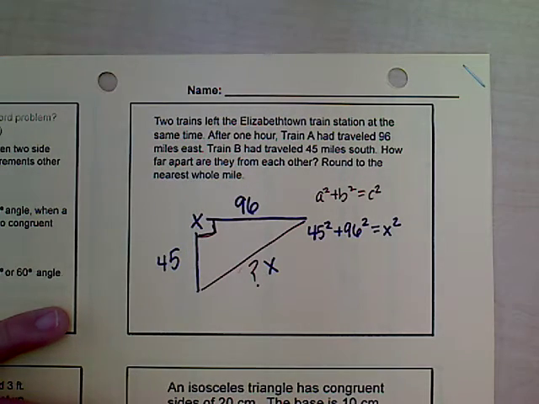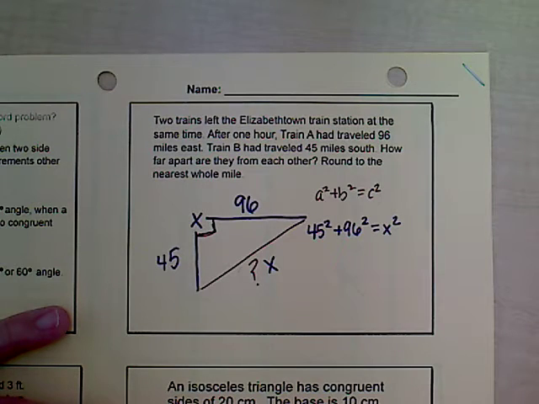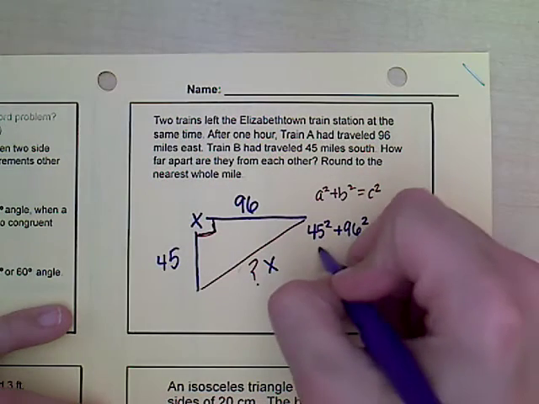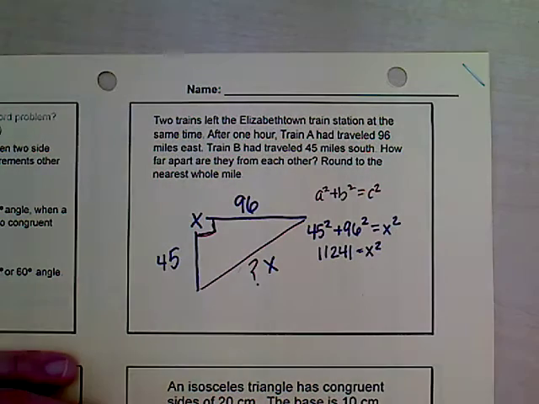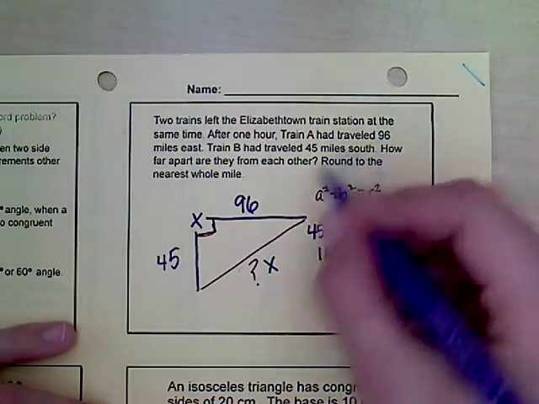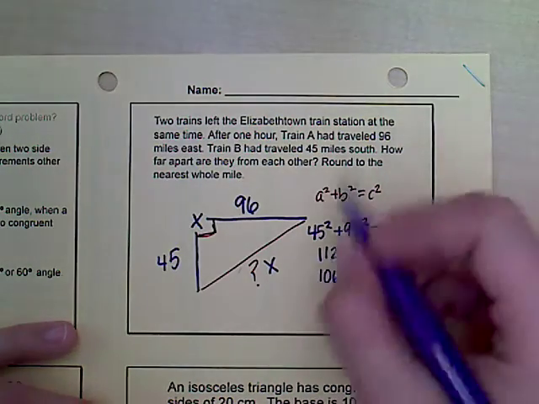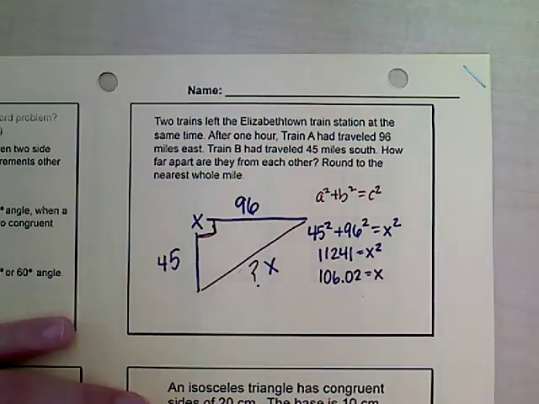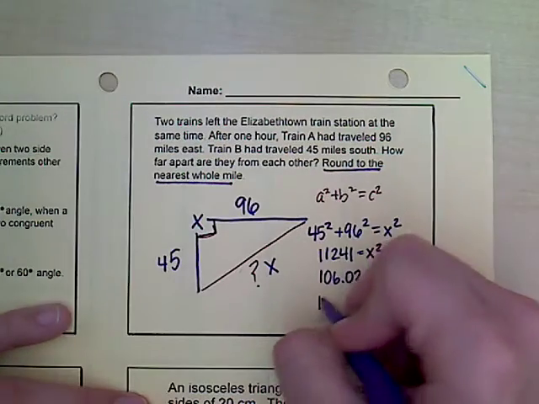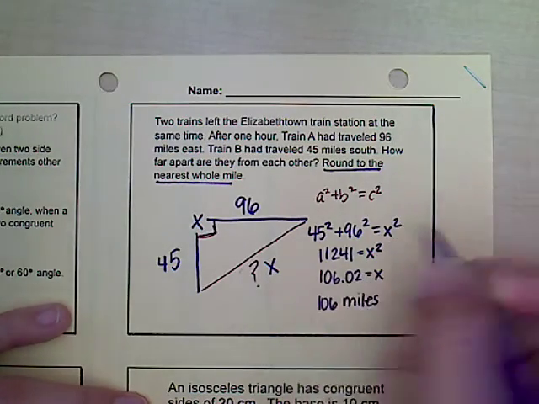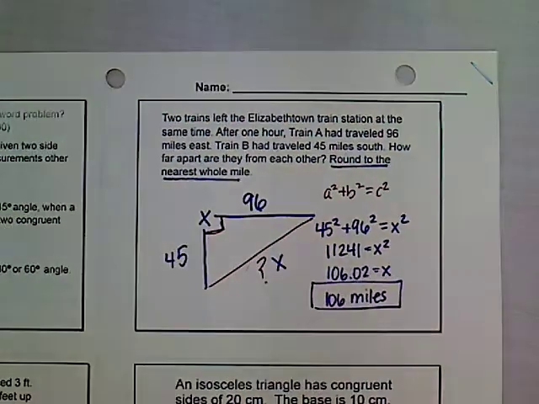So if I take 45 squared plus 96 squared, I get 11,241 for x squared. And I take the square root to get x by itself, and I get 106.02 for x. Notice it says round to the nearest whole mile, so it's going to be 106 miles. The good news here is you don't need to simplify radicals because with word problems we want to know a decimal, or we want to know a number that makes sense to us.